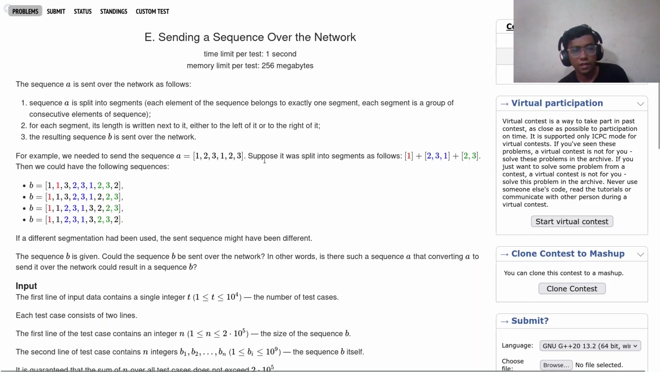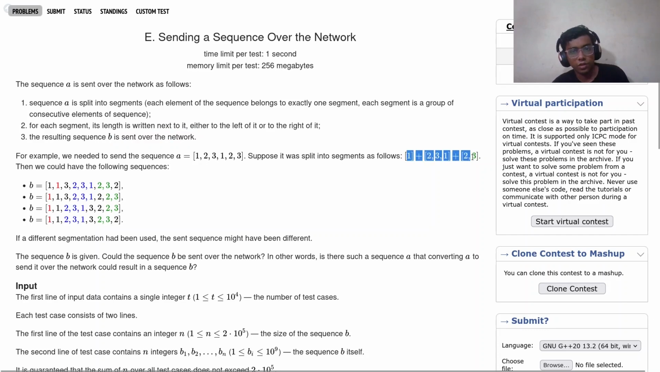So for example, this is A: 1 2 3 1 2 3, and we split it as 1 plus 2 3 1 plus 2 3, right? So we split it into subarrays. Then for each segment, its length is written next to it, either to the left or to the right. And then this resulting sequence is sent over the network.